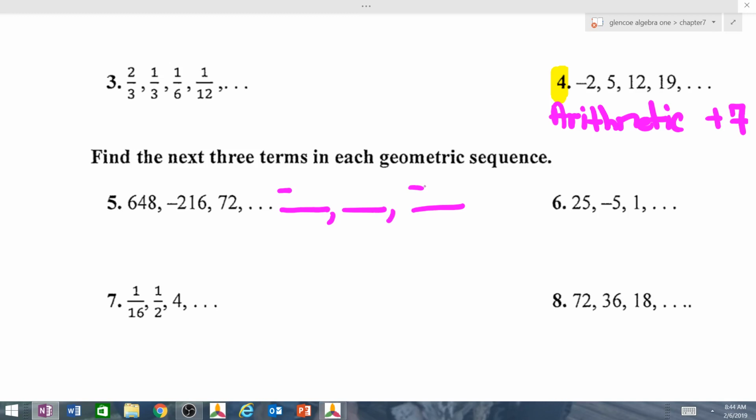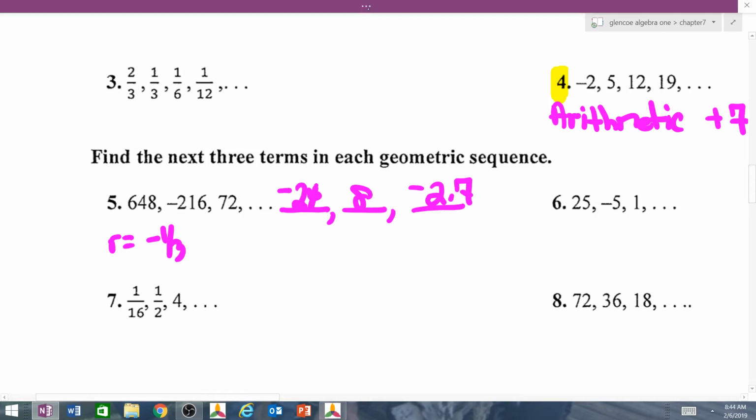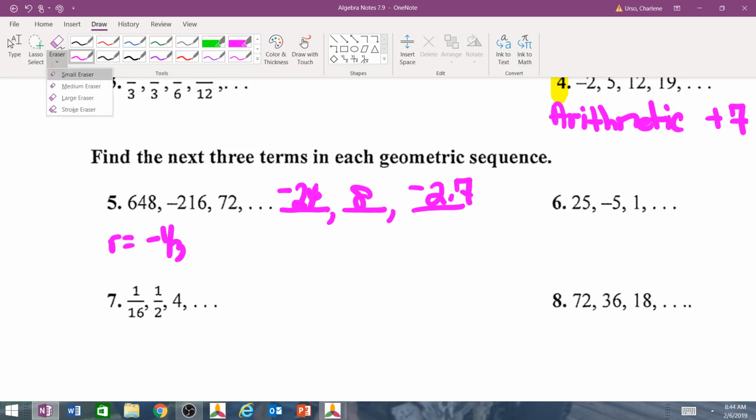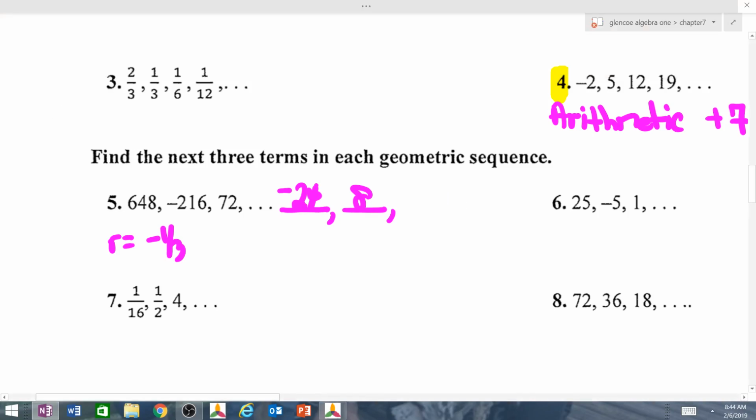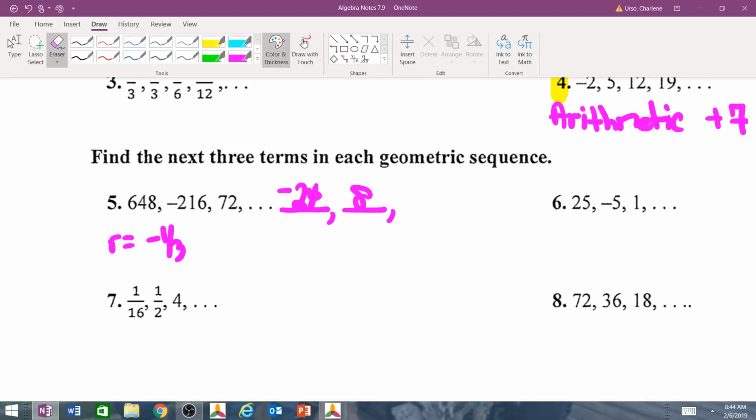I got negative 24, 8, and negative 2.7. Let's see. I think you're multiplying by negative 1/3, correct? So let's just double check that last one. You've rounded here, so that I would not prefer. The correct answer that I would prefer there would be negative 2 2/3.